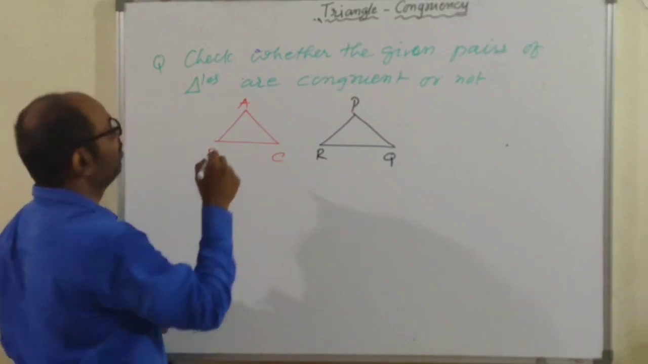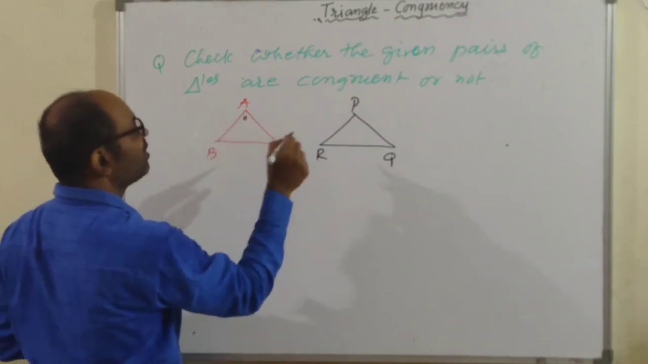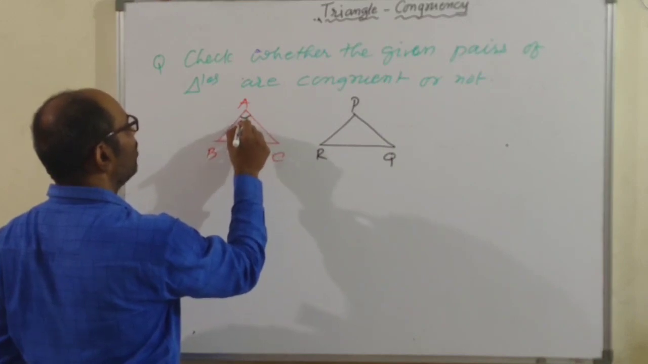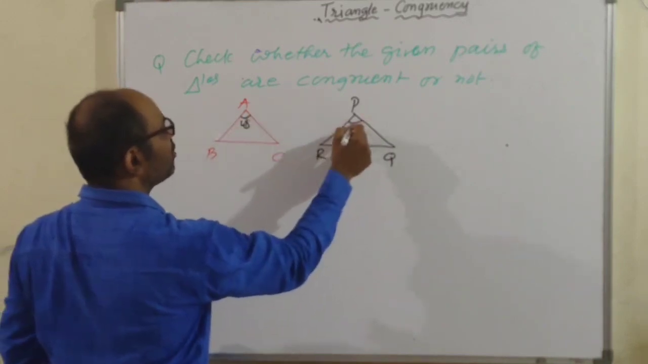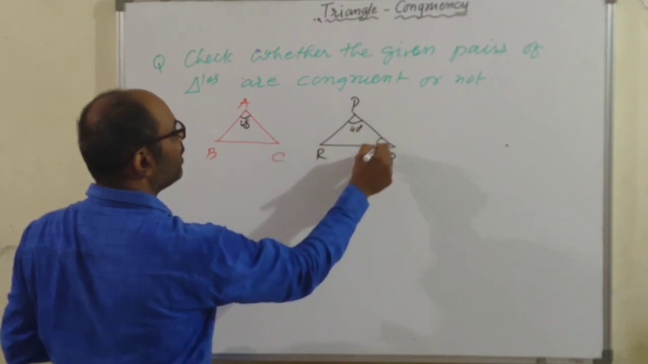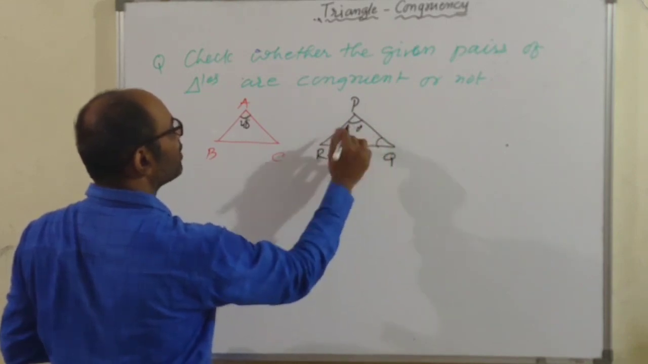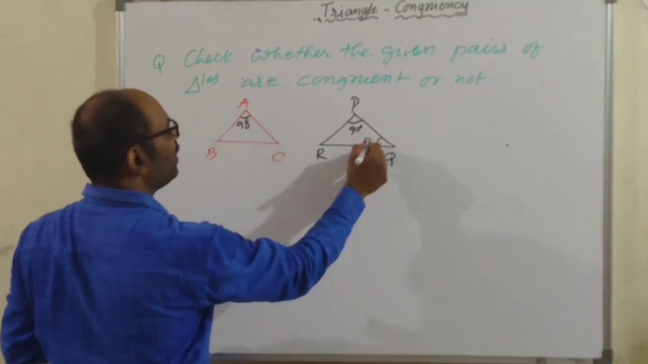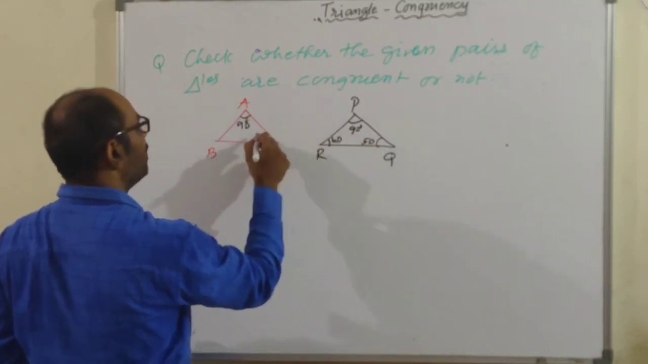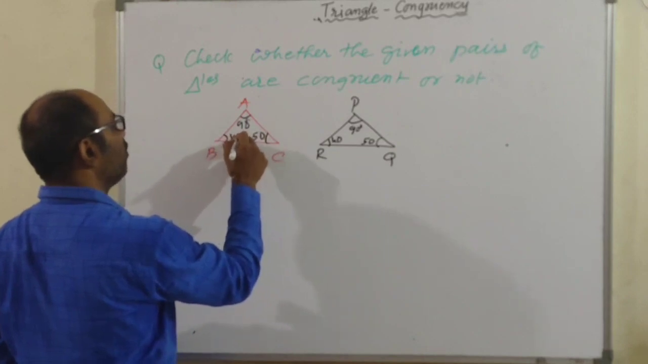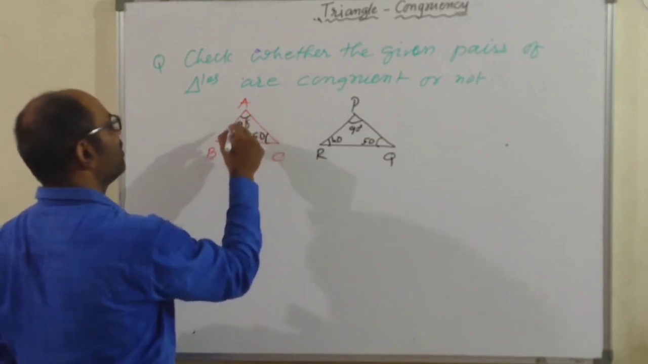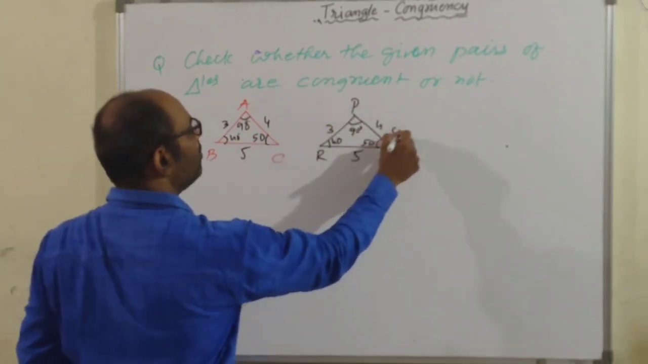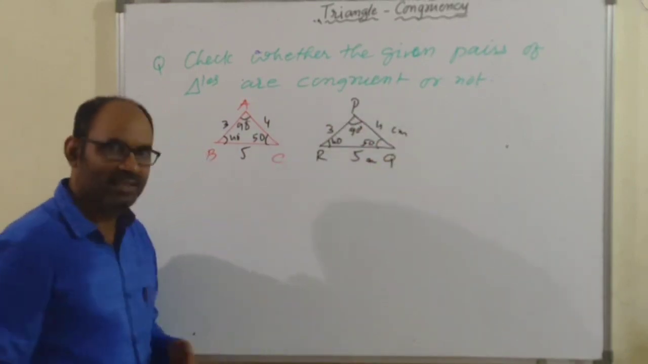The symbol A is okay. I'll write this. This is 40 degree. This one is also 40 degree. This looks like 90, so I'll put 90. Then this is 50, and this is 40. This is 50. This is 40. All right. This is 3, 4, 5 centimeter.